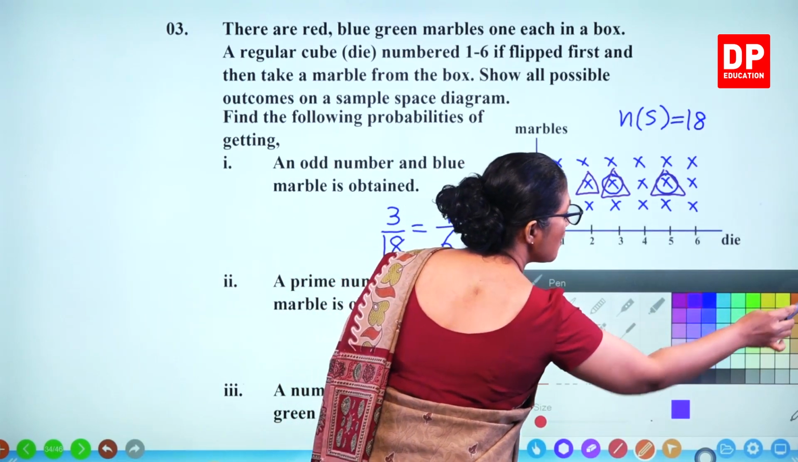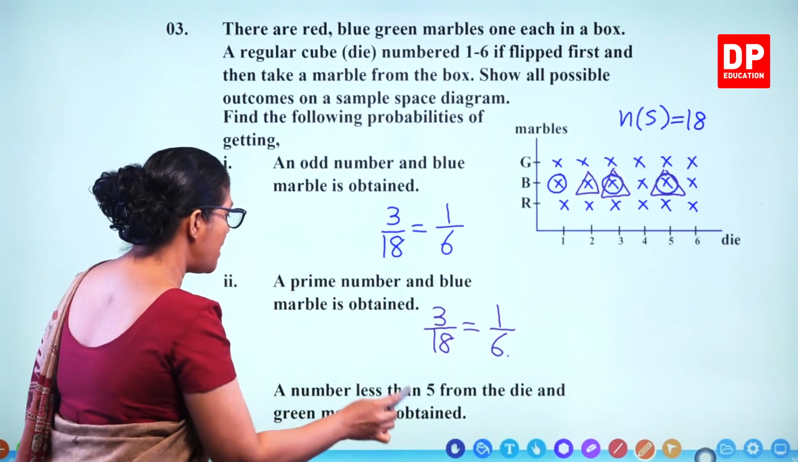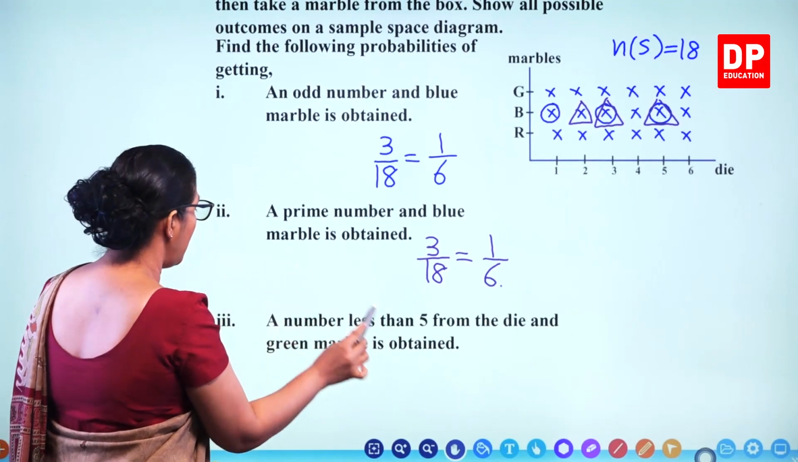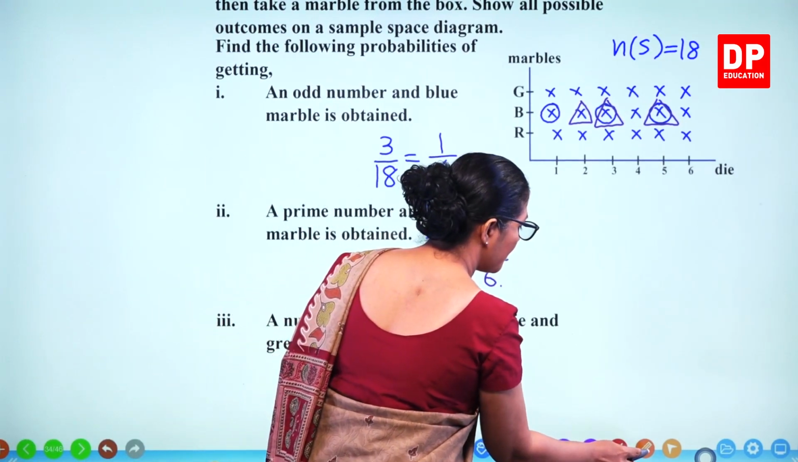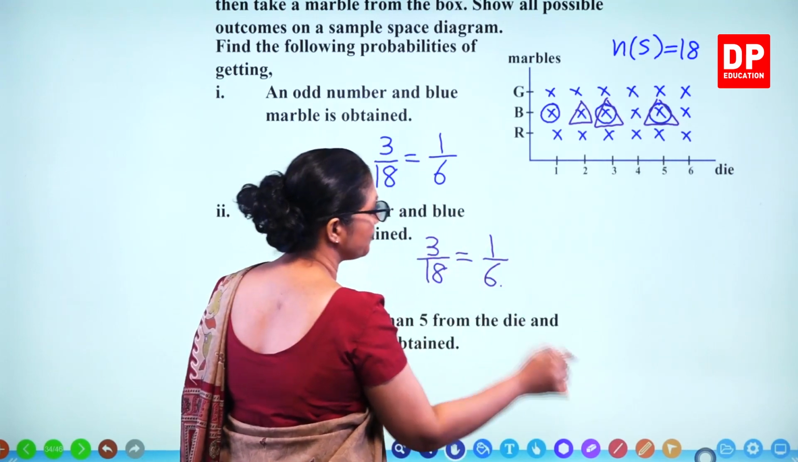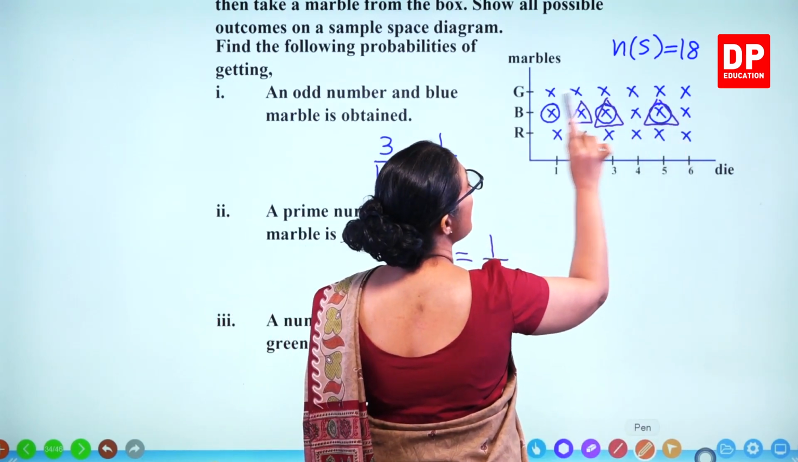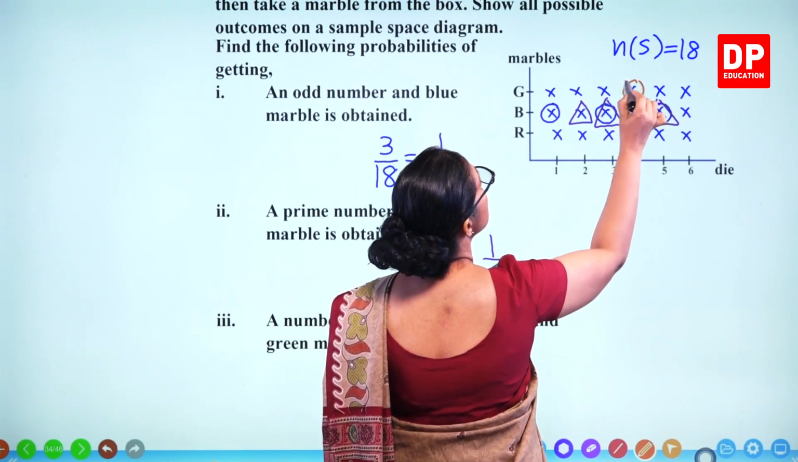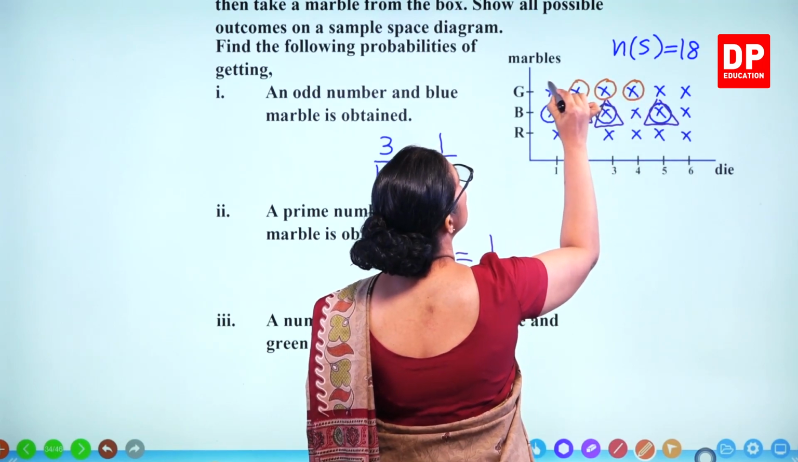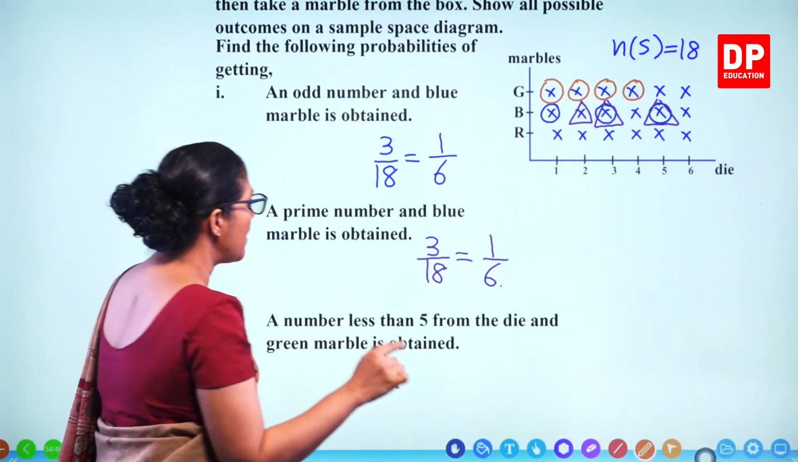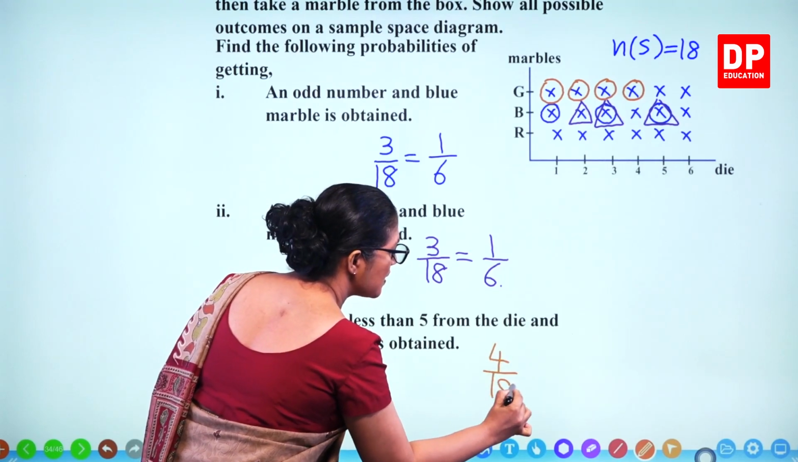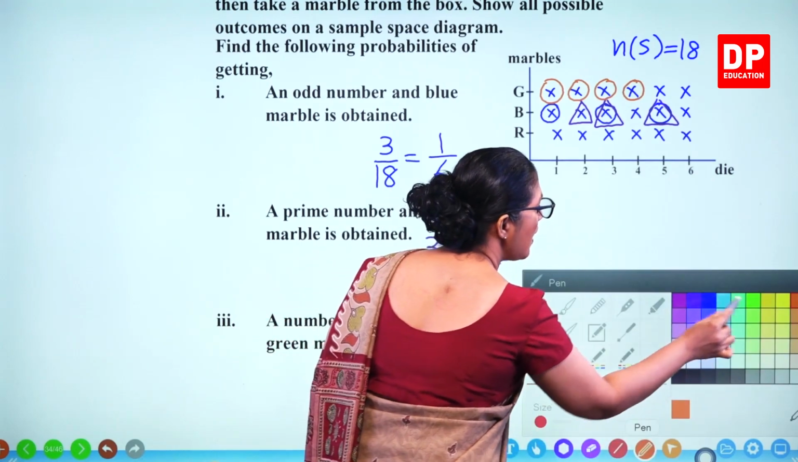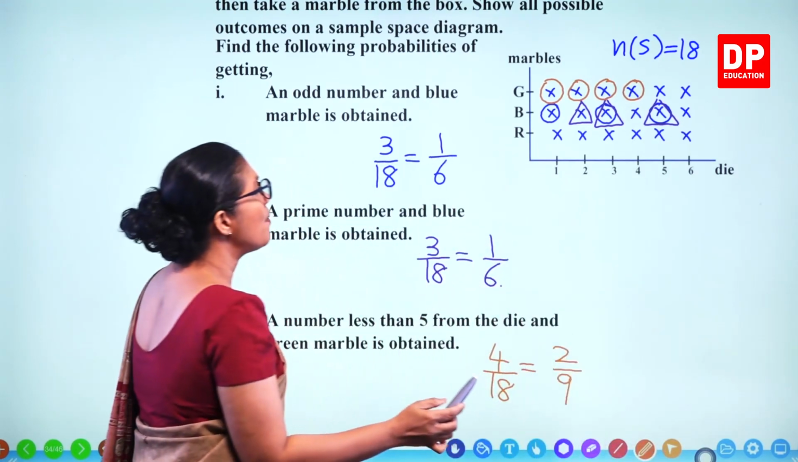I'll take a different color for the other part. It says a number less than 5 from the die and green marble is obtained. Green marble. Green one is there, less than 5. Less than 5 means you can get 4, 3, 2, 1. 4 possibilities are there out of 18. 2 times 2, 4. 2 times 9. 2/9. So you get these 3 probabilities.